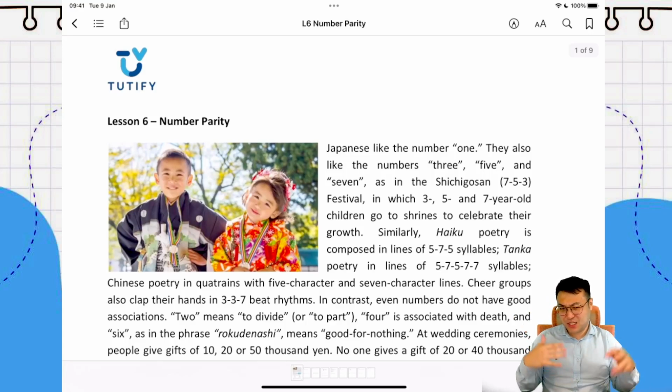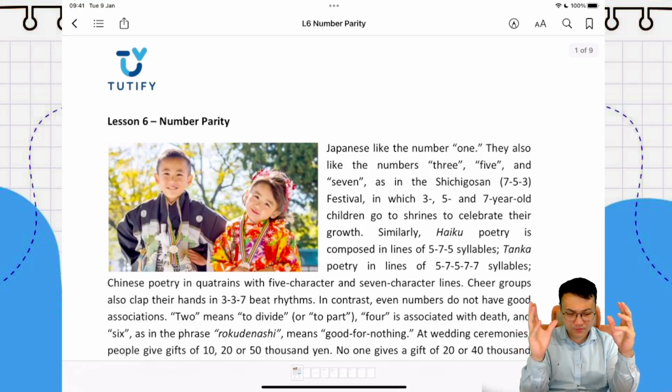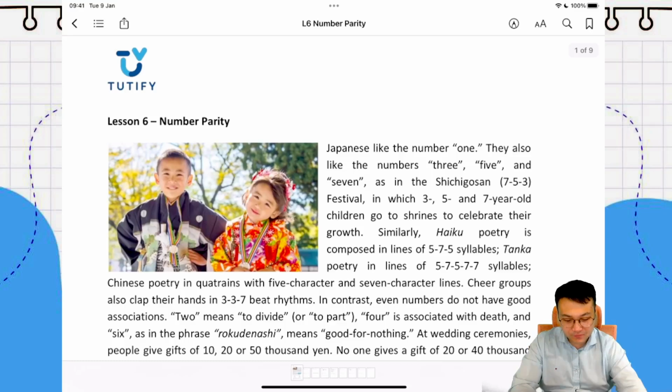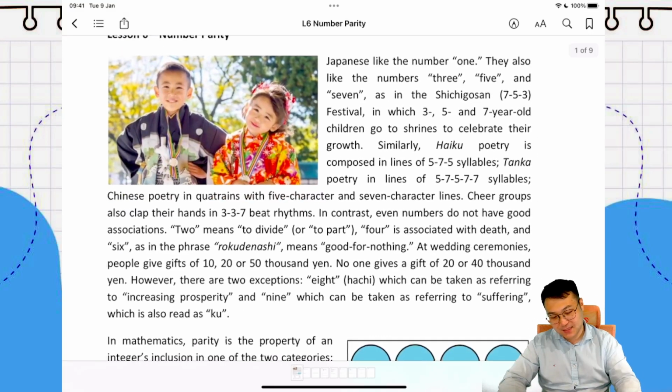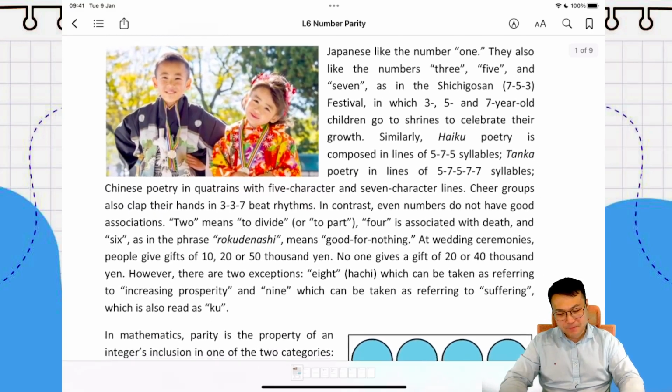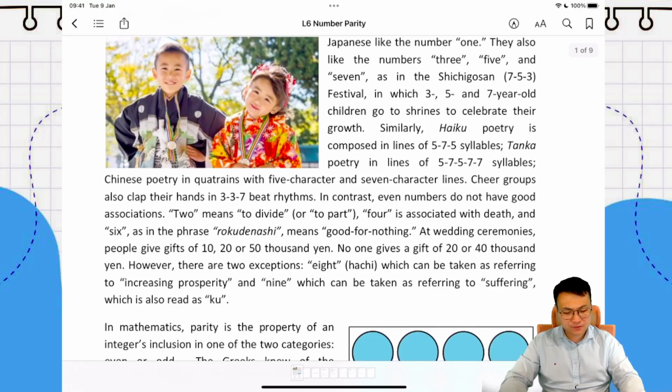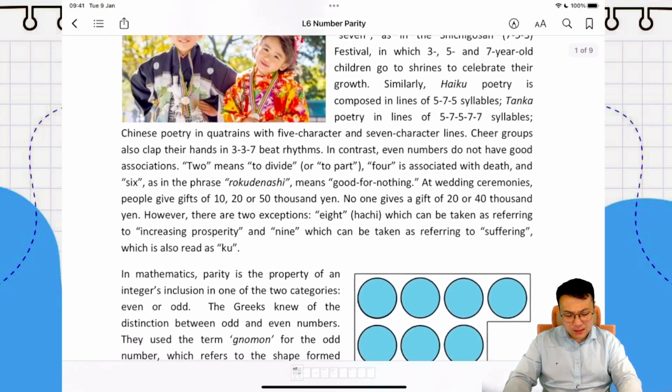When the Japanese do poems, they have a very famous poem format, 575. That means the poem has 5 syllables in the first sentence, 7 syllables in the second sentence, and 5 syllables in the last sentence. They have so many combinations of 3, 5, and 7.